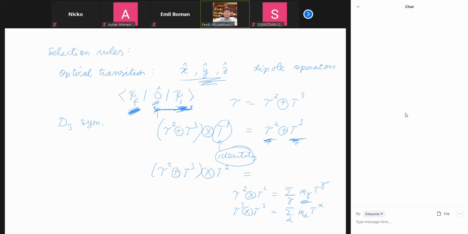So then the final state must be one of these representations, which are contained in these two product representations. So the principle, I think, is quite simple. It's just a matter of decomposing a given product into its irreducible components.